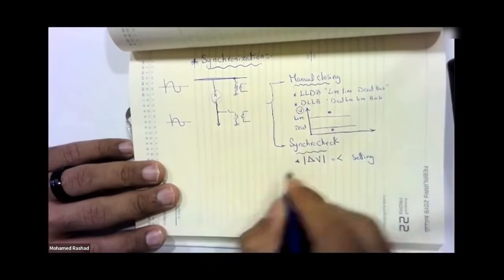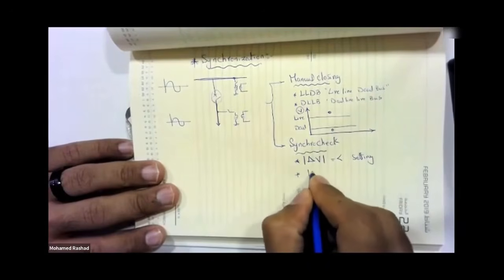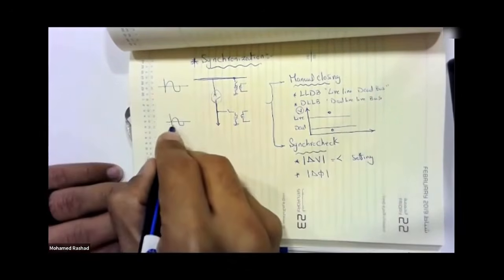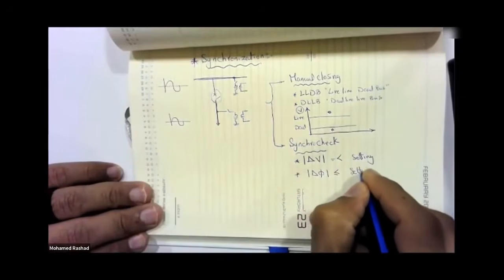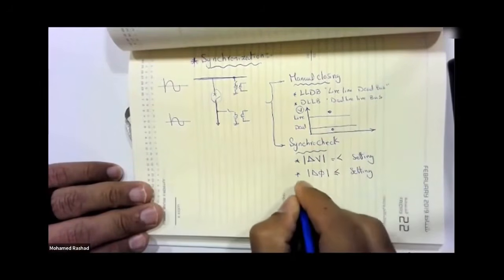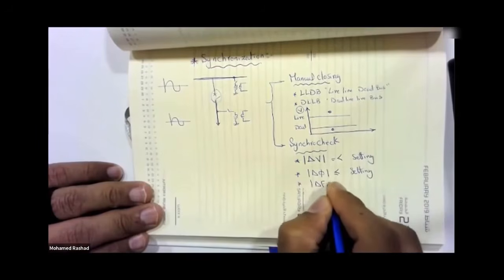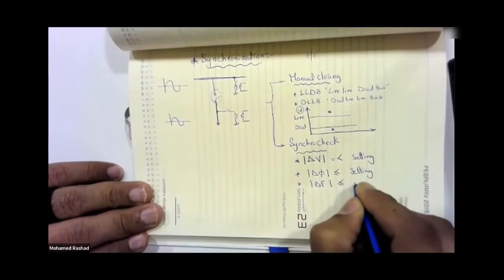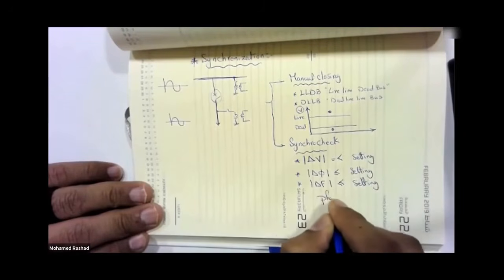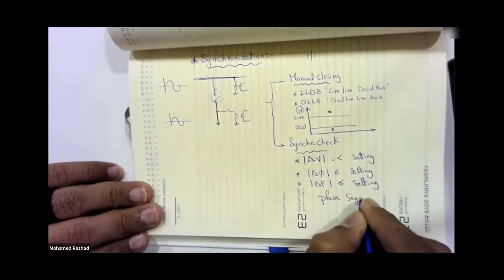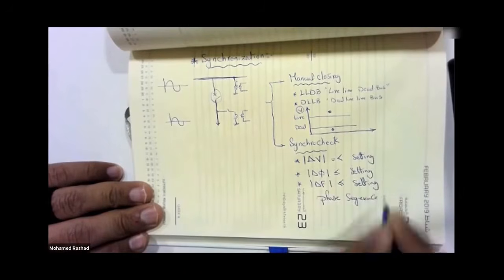All right. And you must have the delta phi, which is the phase angle difference between this and that, also be less than or equal to a certain setting. Additionally, you have the delta F, which is the frequency difference, and it must also be less than or equal to a certain setting. Moreover, they both must have the same phase sequence. All right, guys, that's good.